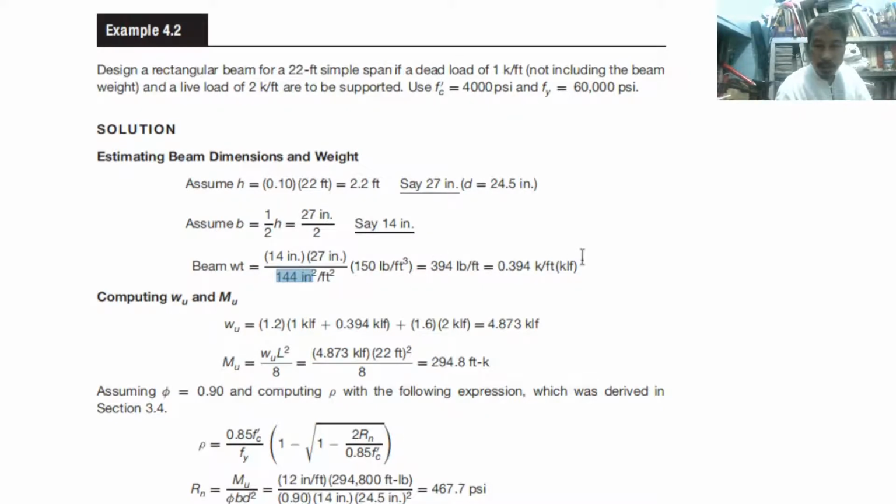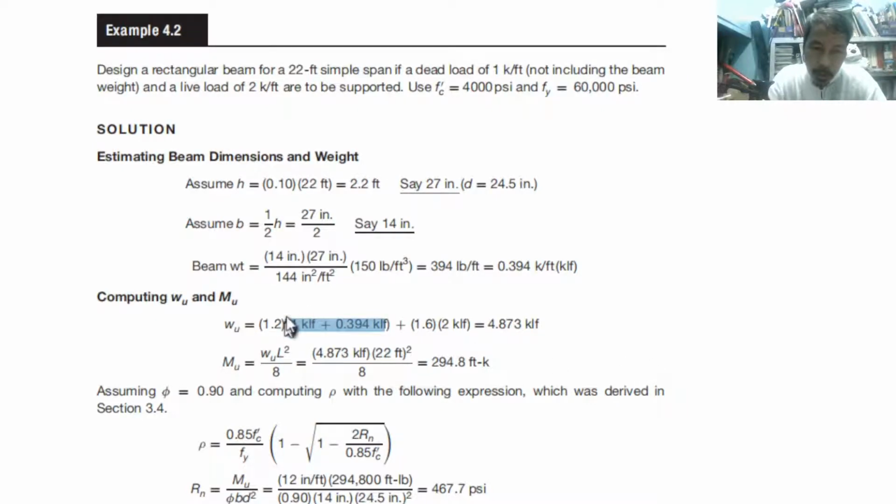So that is a conversion only. So that is about this value. So we have the weight. Add this self weight to the dead load. So the dead load is 1. So add this. Therefore, the dead load must be 1.394. As you can see here, dead load is 1.394.